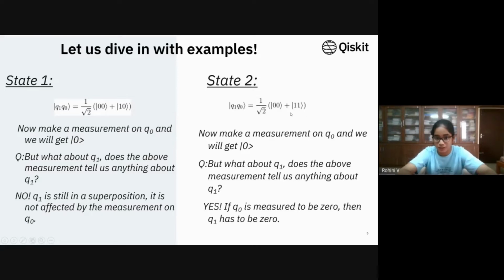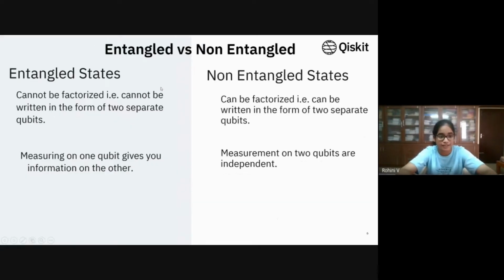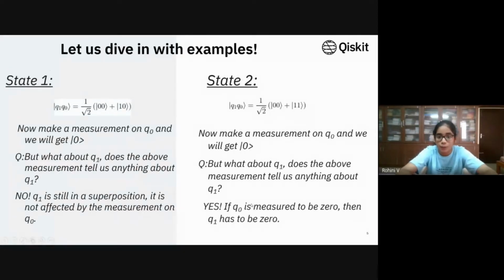But when you look at state 2, it can't be done, because these 2 kets don't have anything in common. So entangled states cannot be factorized, they cannot be written in the form of 2 separate qubits. And non-entangled states can be factorized and can be written in the form of 2 separate qubits. The next differentiation is that for entangled states, measuring one qubit gives you information on the other. Yes, when we measured this qubit, we got the information, and it did affect Q1 also. Measuring one qubit affects the other. But here, these measurements are independent.